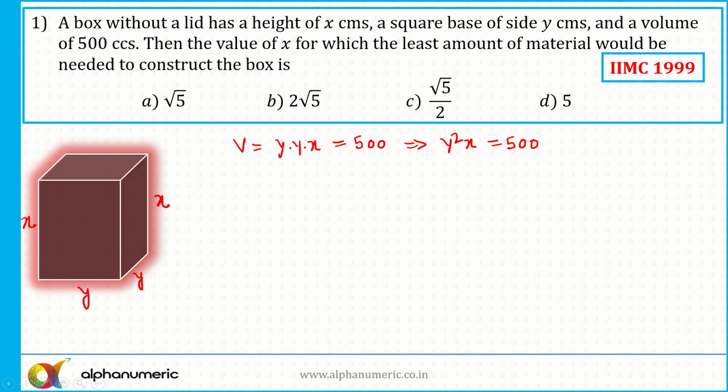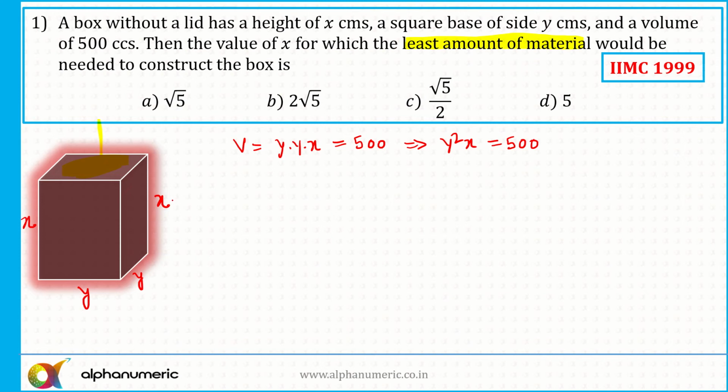Now, the question is the value of x for which the least amount of material would be needed to construct the box. So if I need to find out the least amount of material, what do you mean by the term least amount of material? It means I need to find out the total surface area. Now remember there are 6 faces, but since the box is an open box, I do not need to take this particular area, the top one. So I need to neglect the top area here.